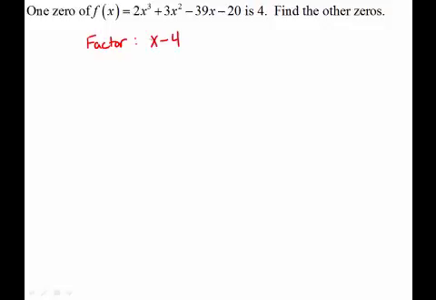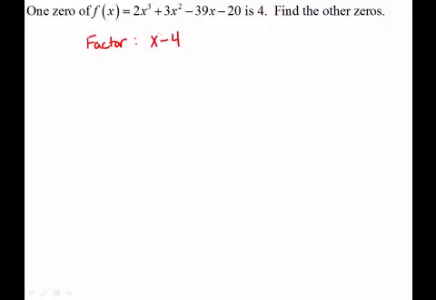All right, and so once we know that one factor is x minus 4, and now that we know polynomial division and synthetic division, we can divide quickly to bring this down to a polynomial that we can factor much easier than the way it's written. So let's do synthetic division because it's faster.